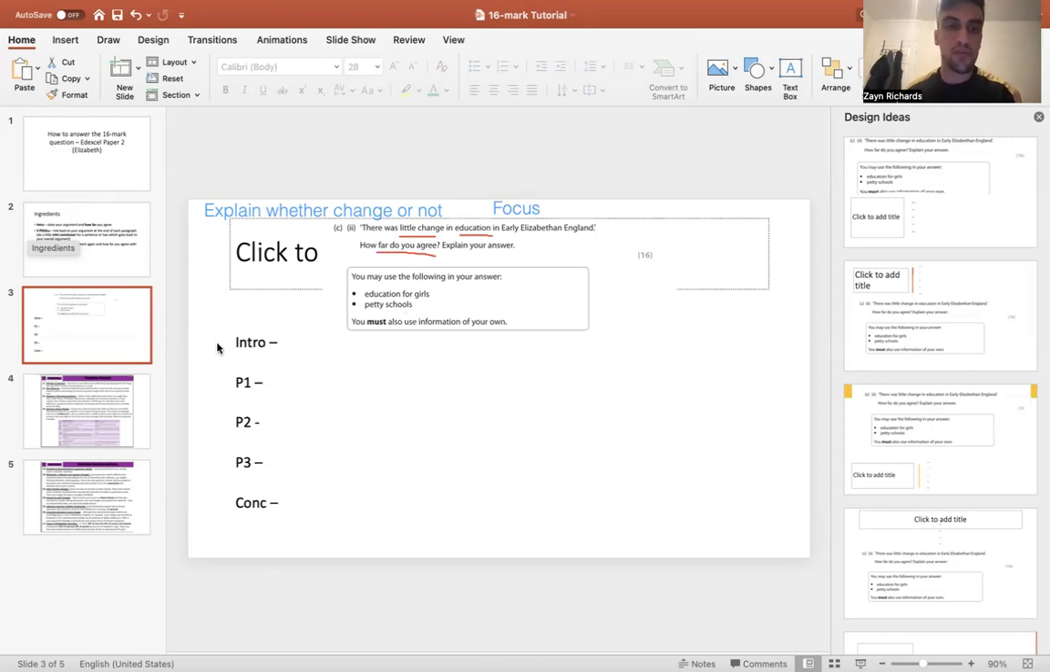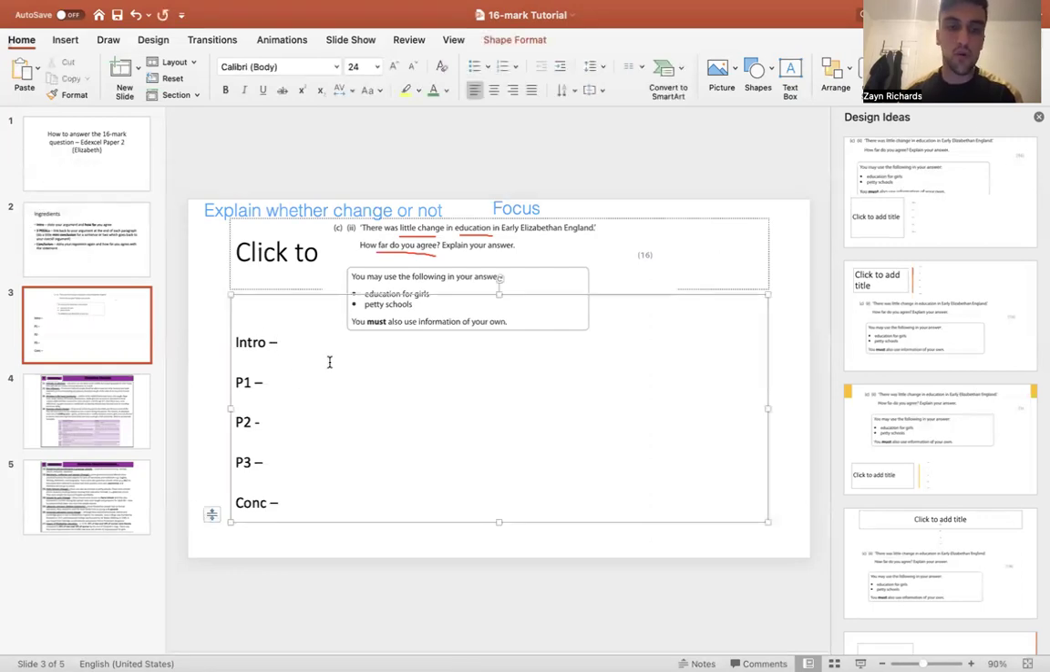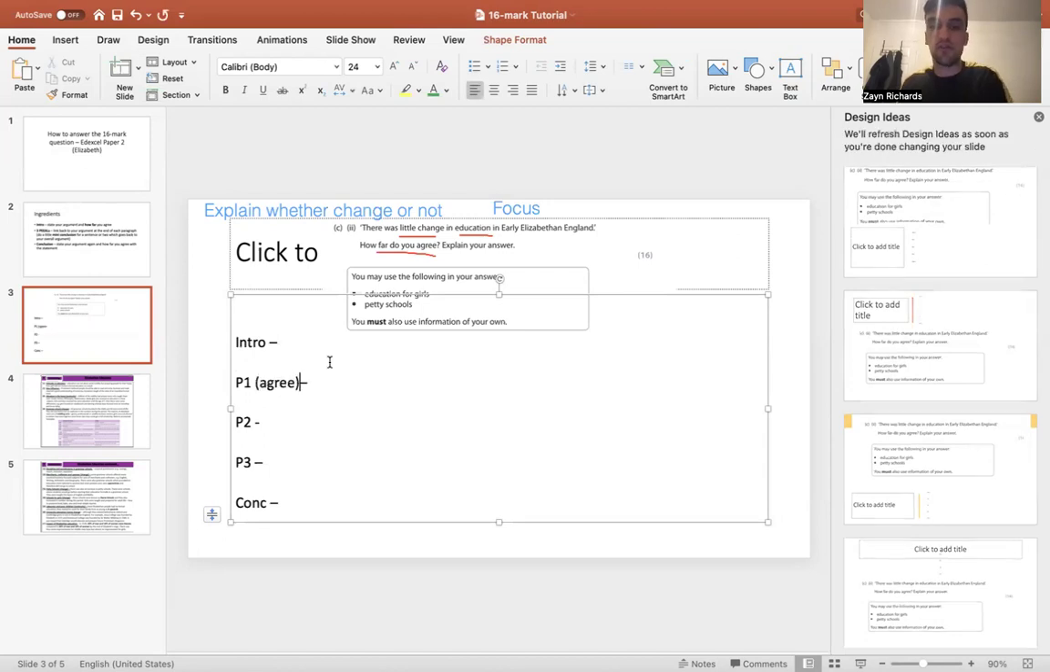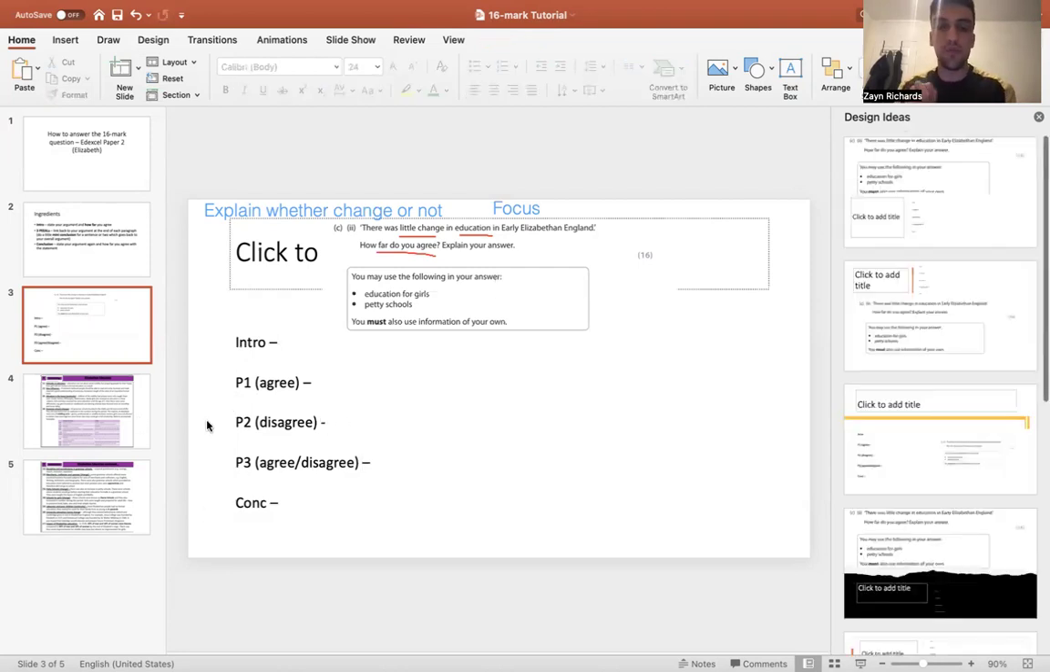Now, just before we even start looking at the points, for those of you who are taught by me, you'll know that I will always say your first paragraph should be an agree paragraph. Your second paragraph should always disagree, just because if you run out of time, you want to make sure you're showing both sides of the argument. And then the last one is really up to you. So it's agree, disagree, and then I usually disagree because I think it makes for a more interesting essay if you disagree with a statement, but it's really up to you at this point, okay?